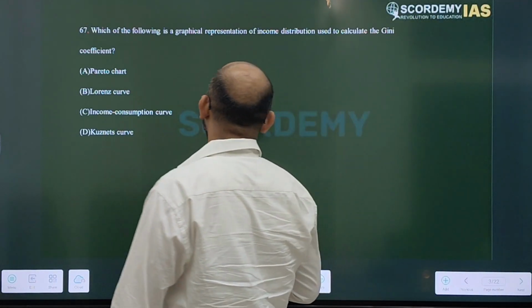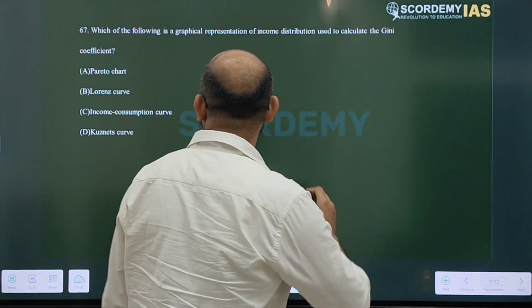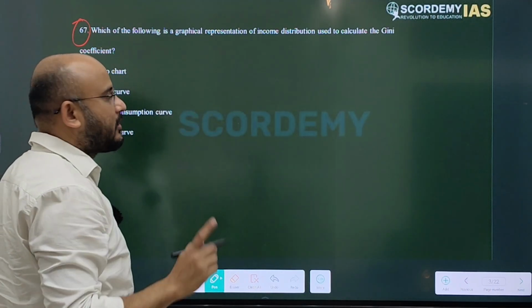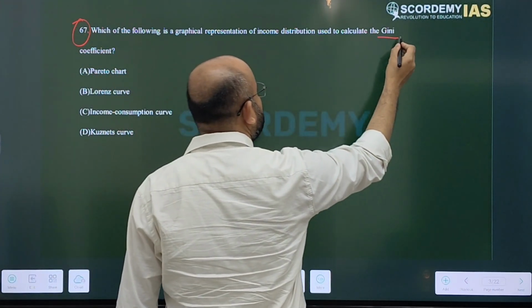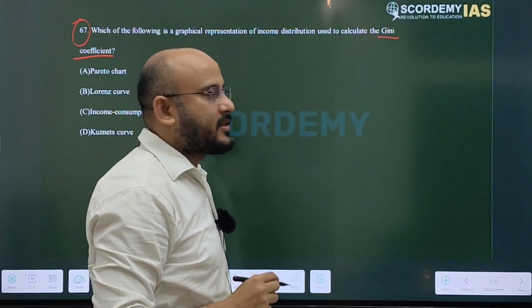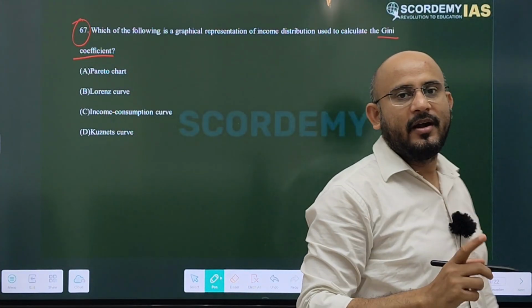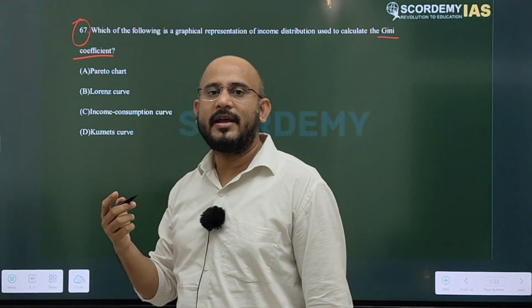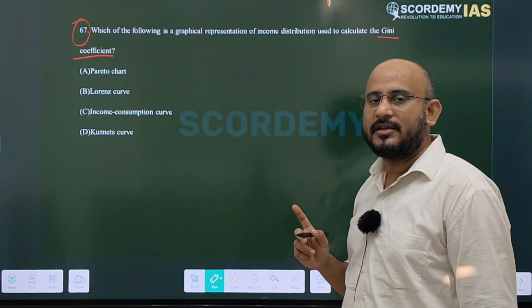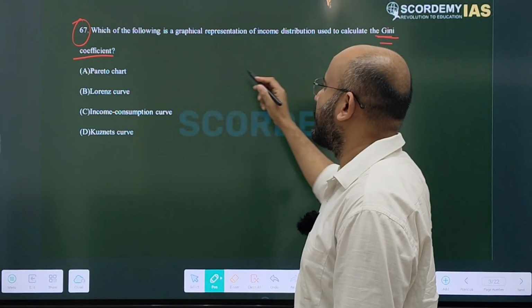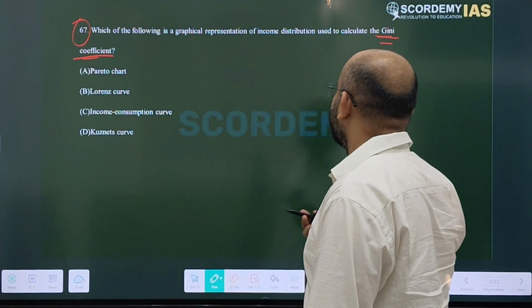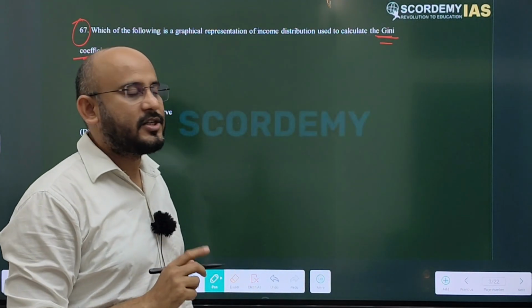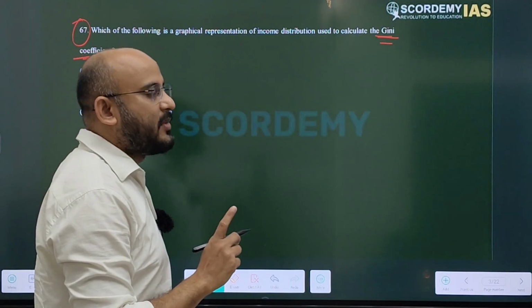So this is question number 67 of set A 2024. The question is about the Gini coefficient. Aspirants who are serious are very aware of the Gini coefficient, because most students who study Indian economy, GS paper 3, are aware of it. When we get such a question, what shall we do? We cannot afford to lose any marks.